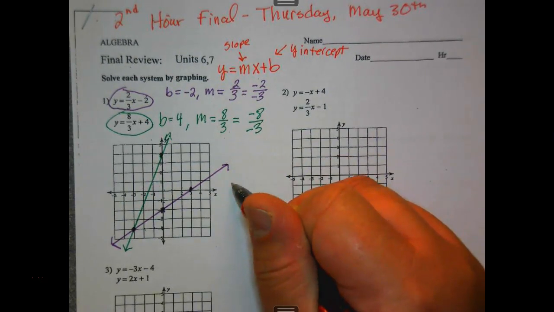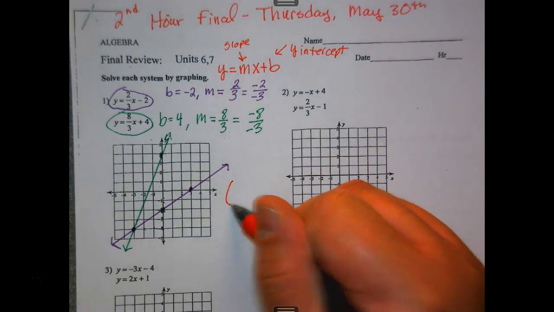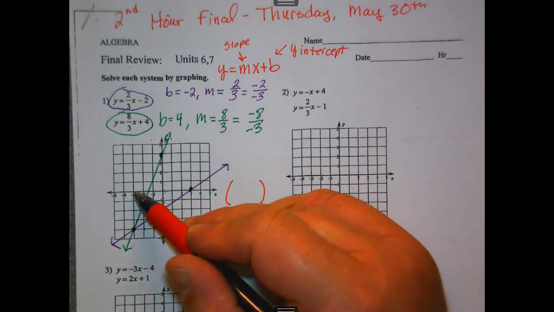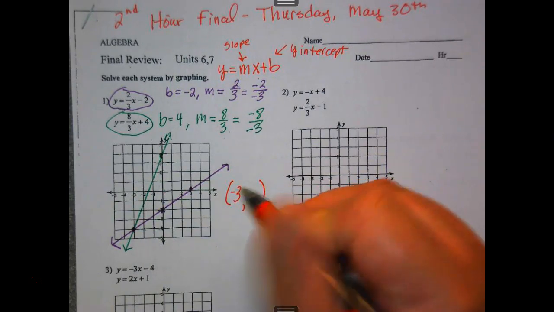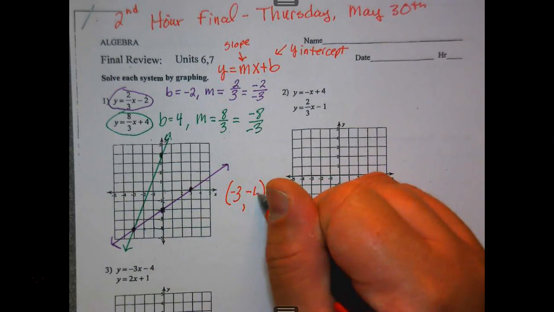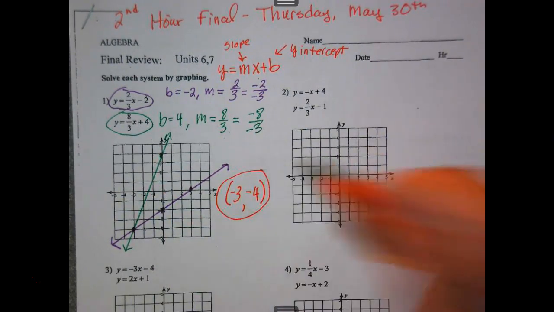Okay, so this intersects, so the solution is, let's see, -1, -2, -3 is my x. -1, -2, -3, -4 is my y.